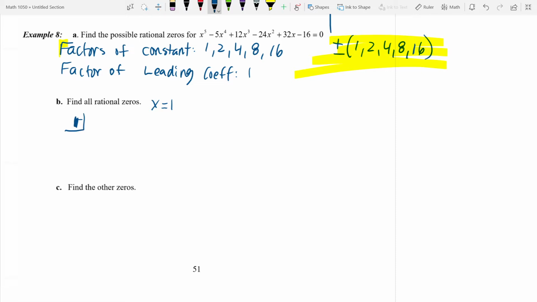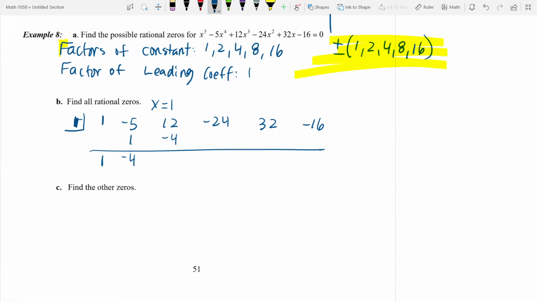Okay? Now, look how long this is. You have a 5, a 4, a 3, a 2, a 1, a constant. We're good. So everybody go 1, -5, 12, -24, 32, and -16. Draw your line. 1 comes down. 1 times 1 is 1. -5 plus 1 is -4. Times 1 is -4. 12 subtract 4 is 8. 8 times 1 is 8.